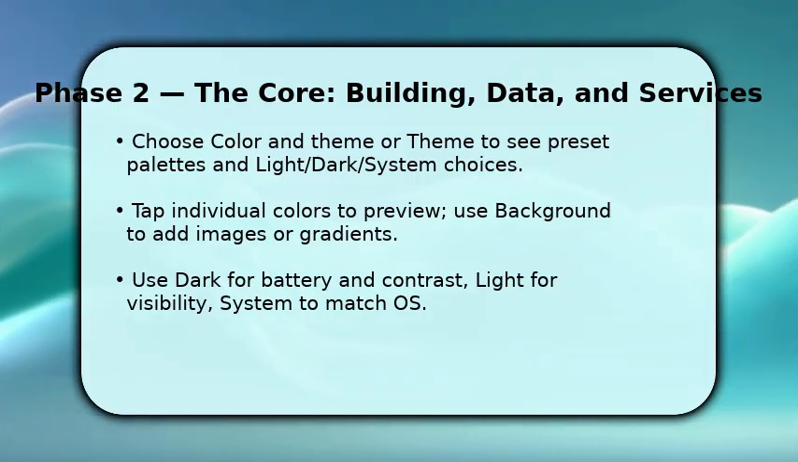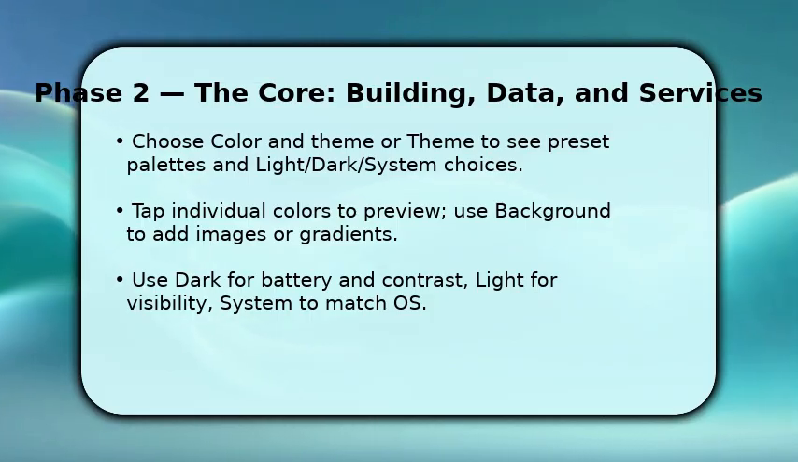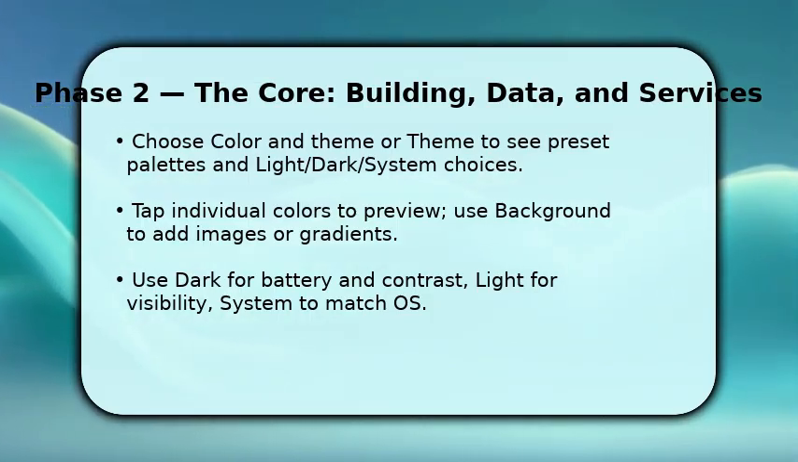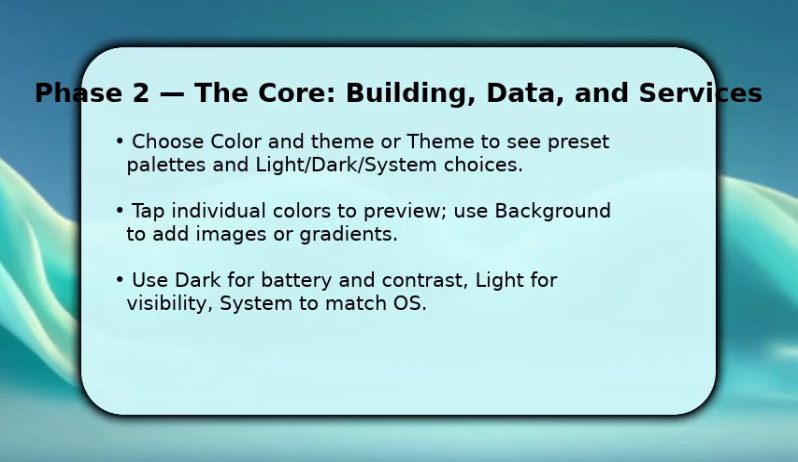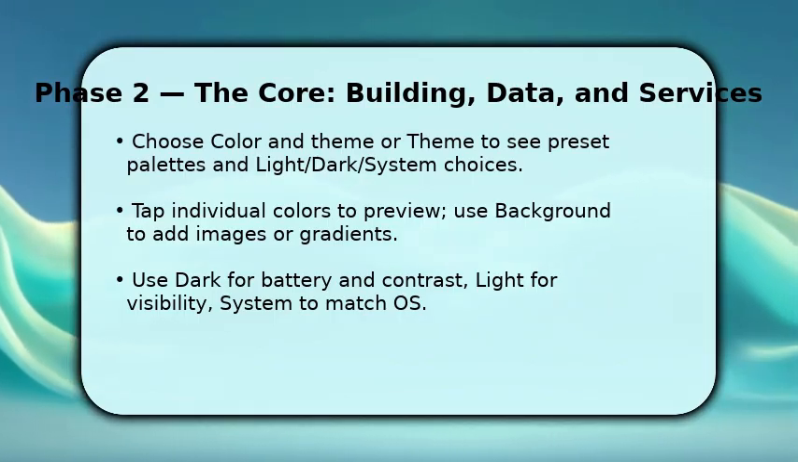If available, pick background to add an image or subtle gradient. This changes the tab page and accent shading. You do this because color affects readability and mood. For battery savings, pick dark, while light increases contrast. Keep trying different accents until the preview looks right.